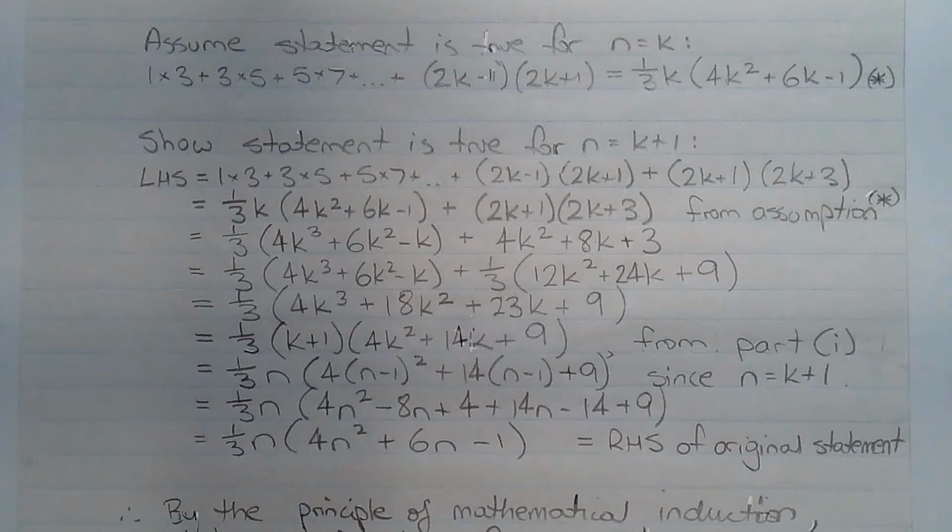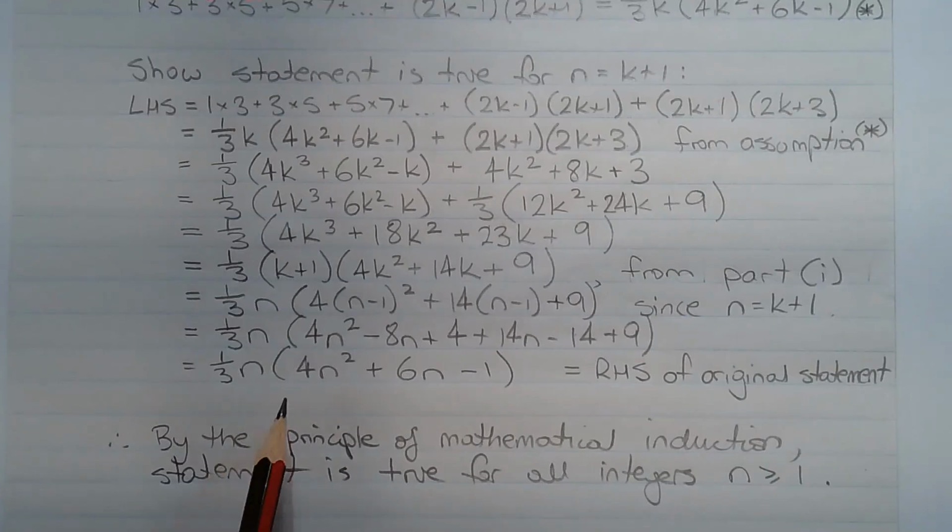And that equals 1/3 n outside of 4 outside of n minus 1 squared plus 14 outside of n minus 1 plus 9. Since n equals k plus 1, we're replacing the k with n, and that equals 1/3 n outside of 4n squared minus 8n plus 4 plus 14n minus 14 plus 9. So it's expanding this bracket here and this bracket there. And collecting the like terms, that equals 1/3 n outside of 4n squared plus 6n minus 1.